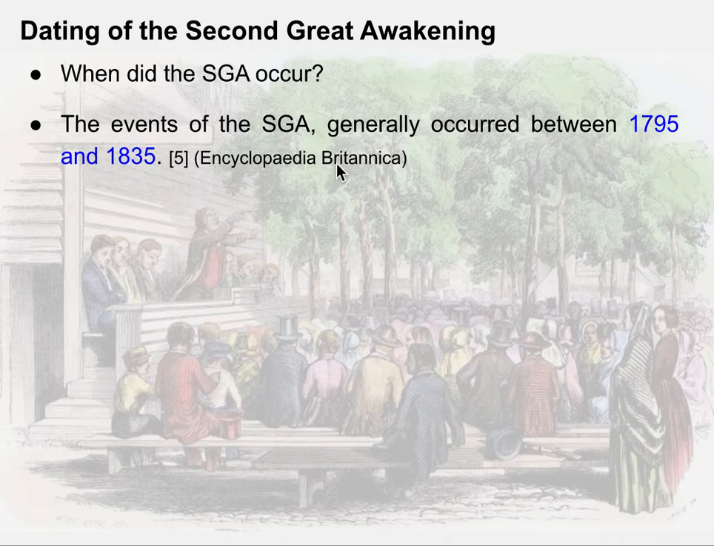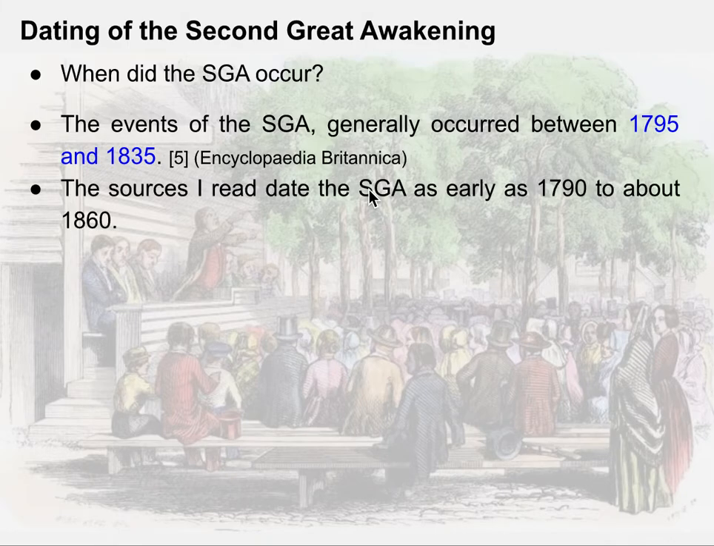This is according to the Encyclopedia Britannica. But the sources I read date the Second Great Awakening from about 1790 to about 1860. I don't really see anyone going earlier than 1790, and sometimes you'd even see 10 or 20 years later in some of the sources, but generally it's between these years. So the Church History in the Fullness of Times said at least 40. The Encyclopedia Britannica has exactly 40, and most of the sources have about 70. It's about a 70-year span.